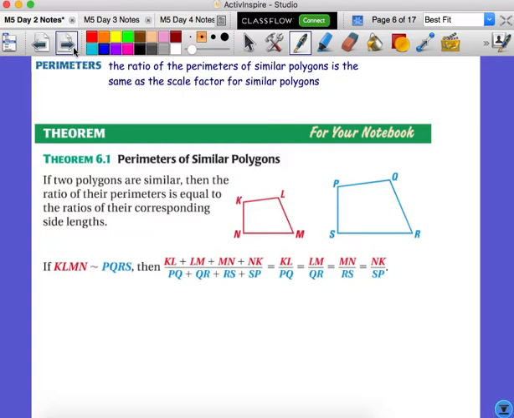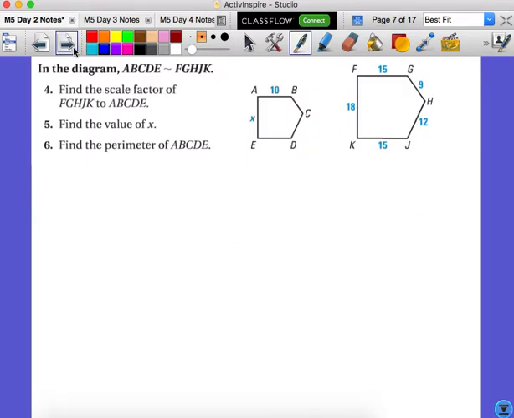So perimeters of similar polygons will also have the same scale factor, which is kind of neat. So if I know that 2 figures are similar, their perimeters have the same ratio as the side lengths. So that's our key component here. You may want to pause this and jot this down. And remembering this fact is going to help save you a little bit of time on your upcoming test. It may save you a little bit of work.